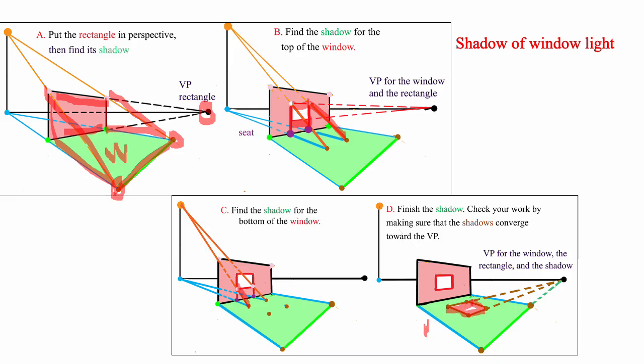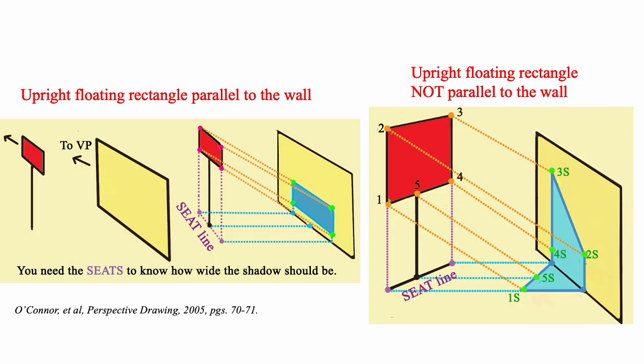And to check your work, these edges of the window light, the rectangle, and the shadow should go to this vanishing point, whereas the shadow and the window in the shadow go to the shadow vanishing point, or the shadow direction underneath the light. These are upright floating rectangles, meaning they don't touch this casting surface.